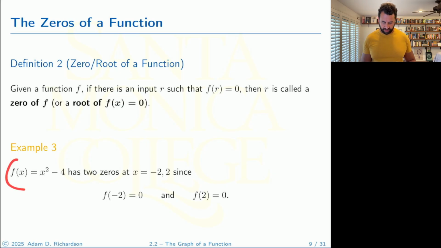This example is a good one, right? So this function, x squared minus 4, it has two zeros, one of them at -2, one of them at 2, because if you plug those numbers into the function, you get out 0. So f of -2 is -2 squared, which is 4. 4 minus 4 is 0. So -2 is a zero of the function. 2, if I plug in 2 here, I get 2 squared, which is 4. 4 minus 4 is 0. Boom. So these are what we call zeros of the function, or sometimes just roots of the function.